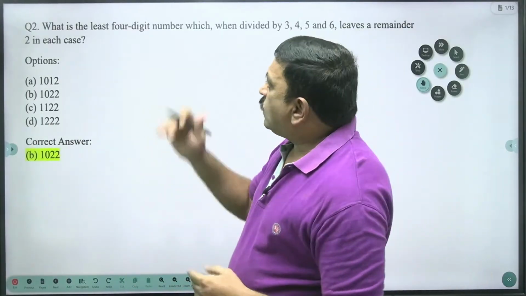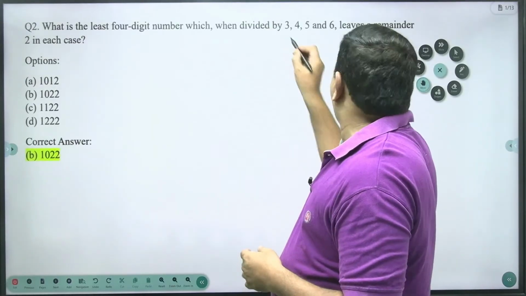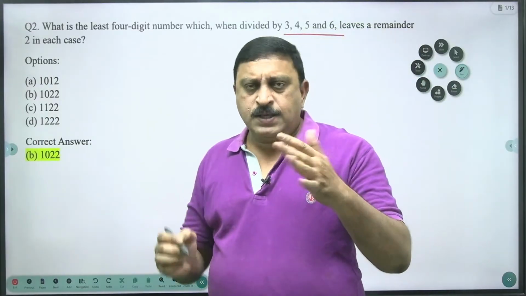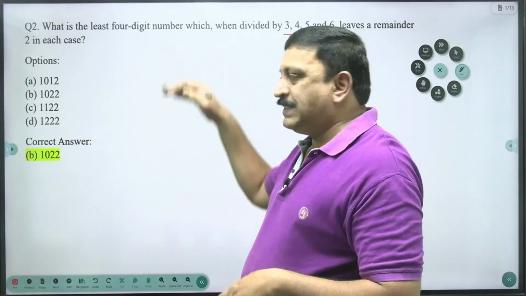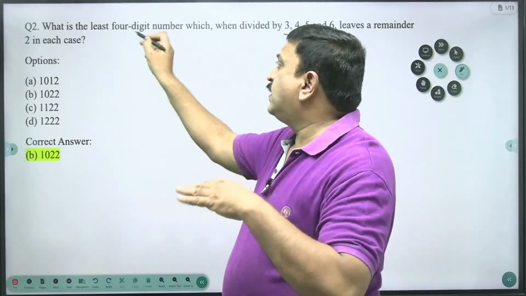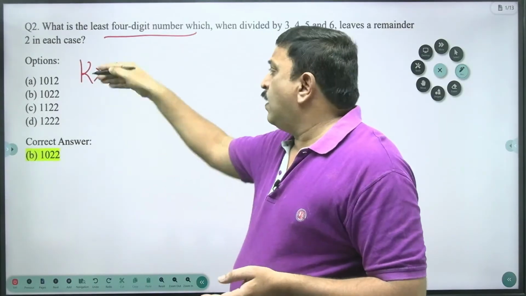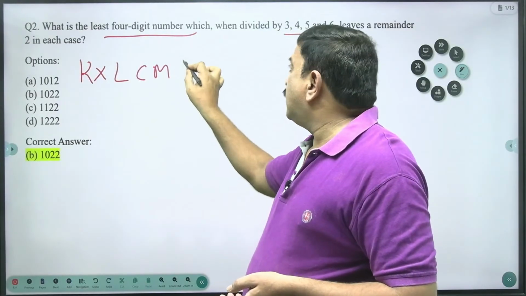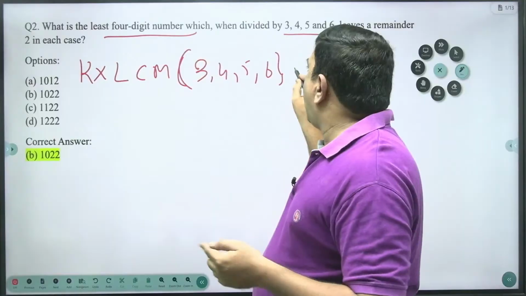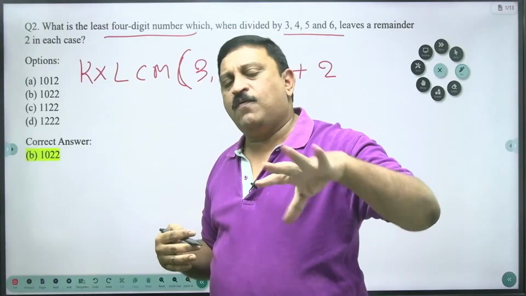What is the least 4-digit number which when divided by 3, 4, 5 and 6 leaves a remainder 2 in each case? This is a number system question where generally we have a general format. The required number is k into the LCM of the numbers 3, 4, 5 and 6. We have to find the LCM and add 2 to it. This is the actual formula you can say.